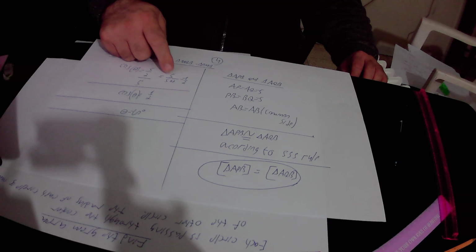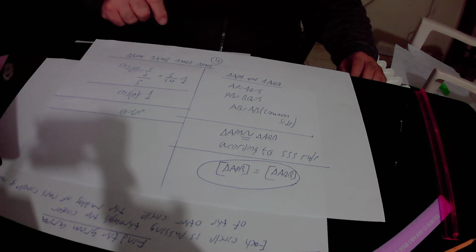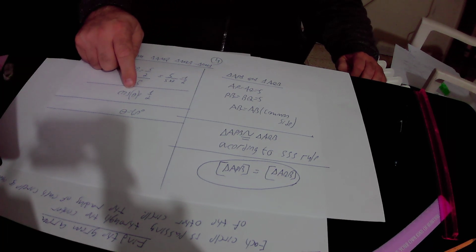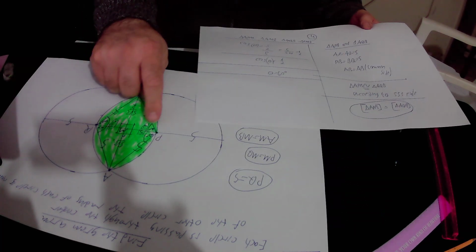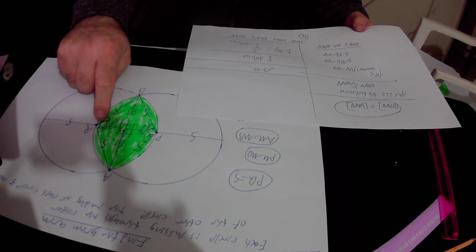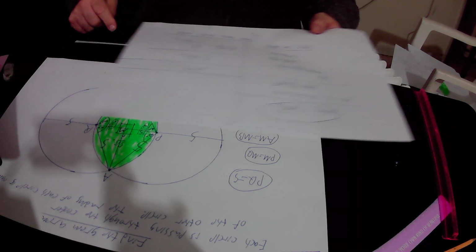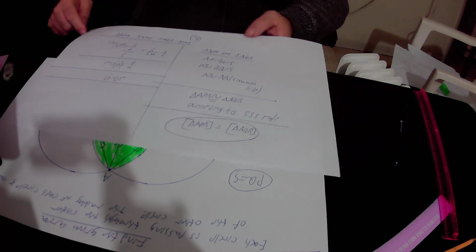5 over 5 is 1, so we found out that cosine of those four angles equals 1 over 2. If cosine of those four angles equals 1 over 2, it means that each of those four angles is equal to 60 degrees. They are equal to each other and they are equal to 60 degrees.